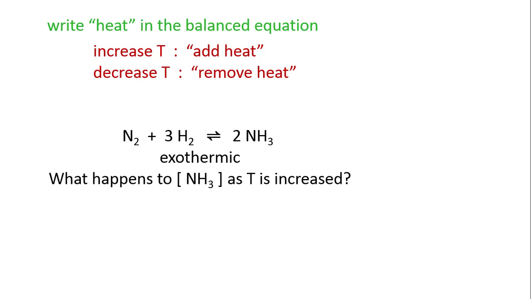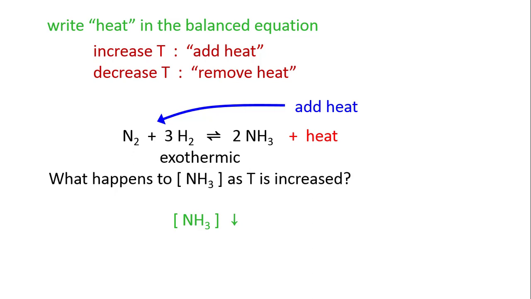We think of an exothermic reaction as one that gives off or produces heat. That should make us think that heat is a product of the reaction, and we can write it on the product side of the equation. An increase in the temperature results from us, the experimenter, adding heat. Treating heat as another substance, the reaction will try to get rid of what was added. In this case, the reaction would shift to the left, thus decreasing the concentration of ammonia.